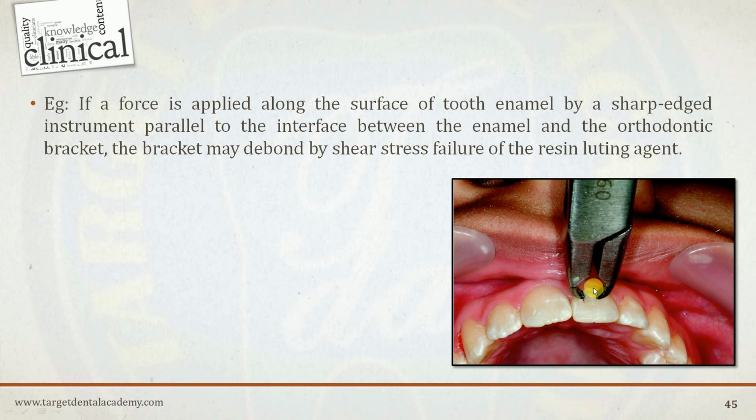So what you have to do is, you apply this sharp end of the debonding plier at the interface between your enamel and your orthodontic bracket, on this particular point, and you just need to press these two. When you press, the bracket will come out from the tooth.